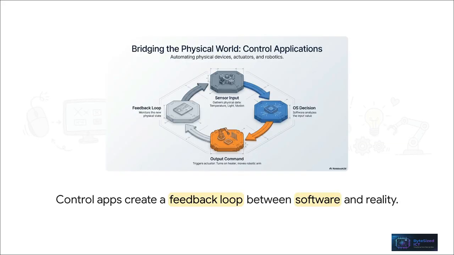And in some highly specialized cases, our applications are specifically designed to bridge into the physical world through a continuous feedback loop. These control applications automate physical devices. First, the system gathers sensor input, like temperature or motion. Then, the software analyzes that input during the OS decision phase. And finally, it sends an output command to trigger an actuator. That could be turning on a heater or moving a robotic arm. Then it loops right back to monitor the new physical state. It's this beautiful, continuous conversation between software and physical reality.